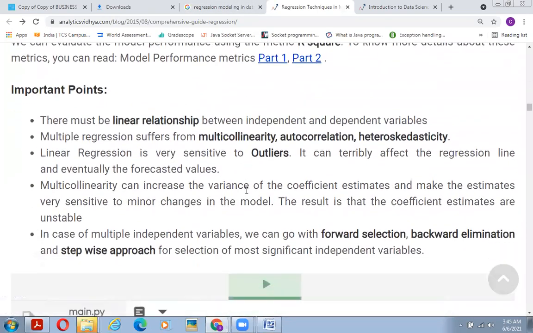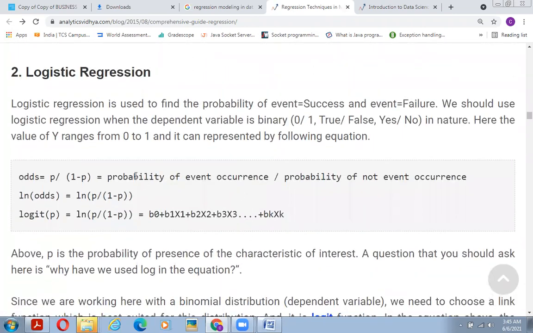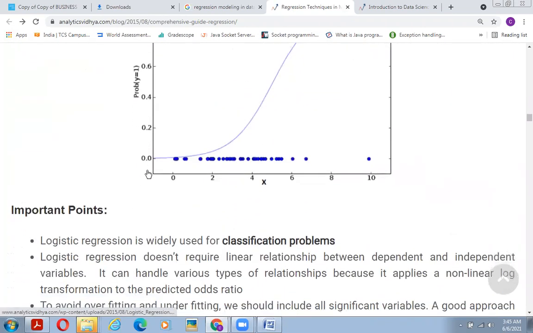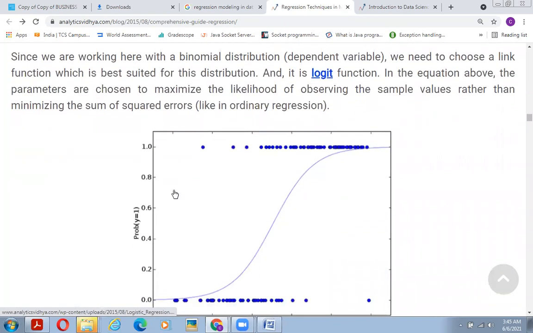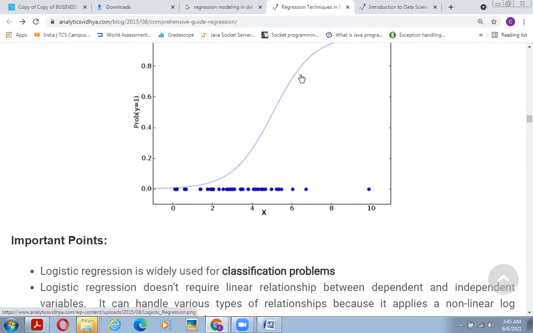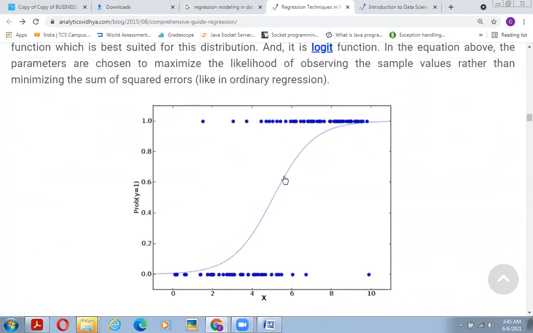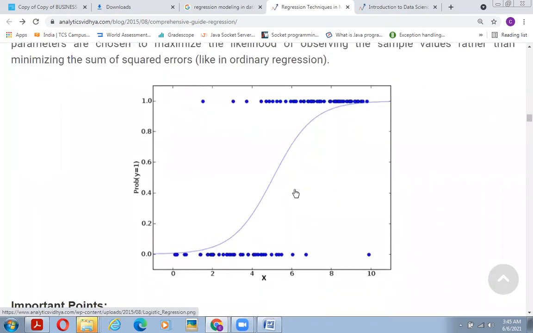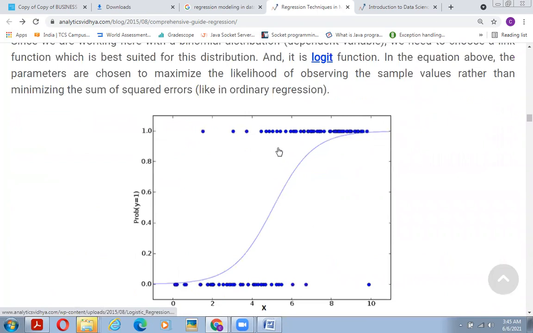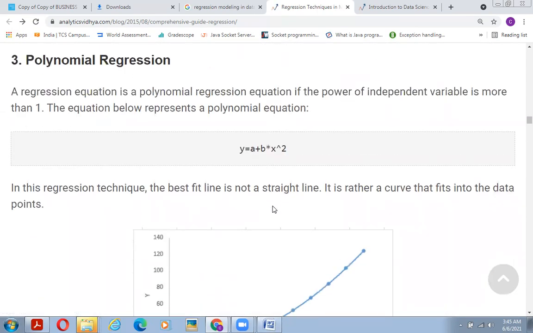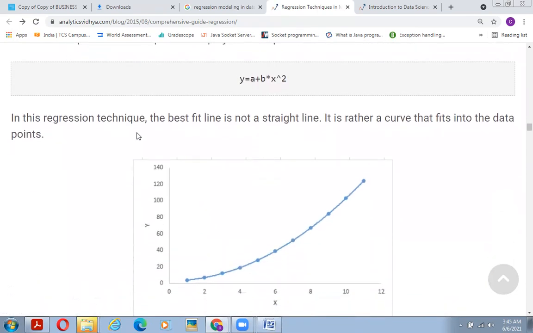Next is logistic regression. Logistic regression takes the value of 0 or 1. With this example, we came across a sigmoid graph, where we put one set of data in 1 and the other in 0. It helps us in classification problems, putting data in 0 or 1. Then we have polynomial regression or multi-linear regression. This is a polynomial regression.